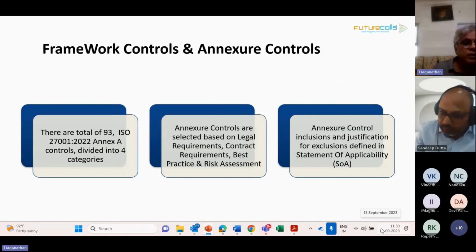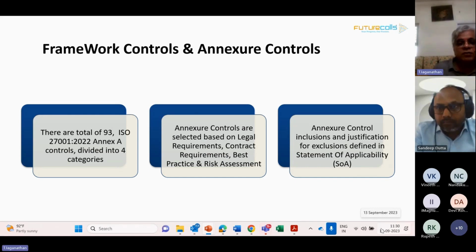In 2022, there are a total of 93 annexure controls divided into four categories. Earlier, it used to be 114. Now it has become 93. It has become 93, but it has become bigger. I'll tell you how.